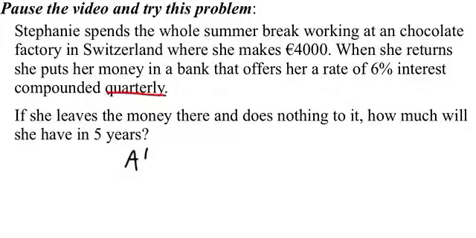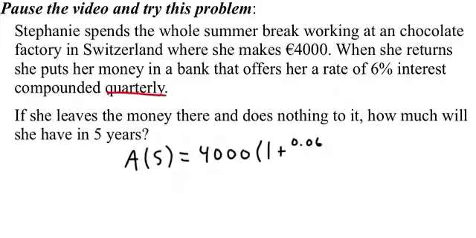So in this case, we want to know the amount after 5 years. So the amount after 5 years, we're going to start with our initial amount, which is that 4,000 euros that she made selling her, sorry, selling her chocolate. And now I'm going to multiply by 100% plus the additional percent that we got, which is 0.06. But in this case, because it's quarterly, I'm going to divide by 4, right? Because I have to take a fourth of that every payment term. Otherwise, again, it's going to get way too big.